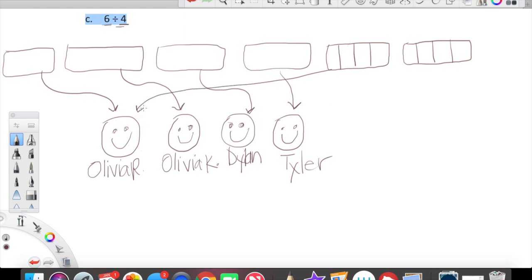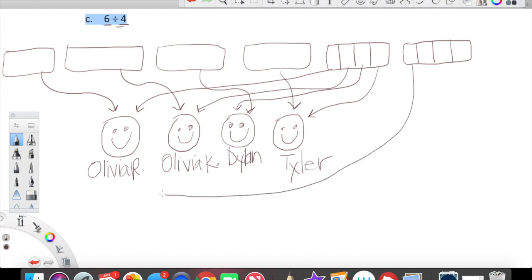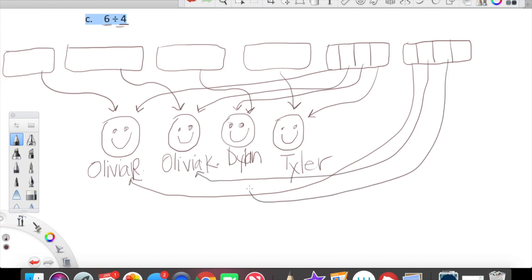So Olivia R, you get a slice of this maple bar. And then Olivia K, this one's for you. Dylan, I got you. And then Tyler, this one's for you. Now let's share the final maple bar. We're going to share it evenly amongst our 4 friends because we sliced it into 4 even slices. So everyone is happy, everyone is getting their fair share, and they are so delightfully grateful for these delicious treats.